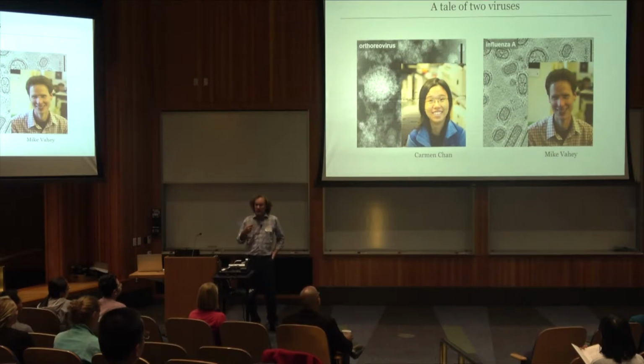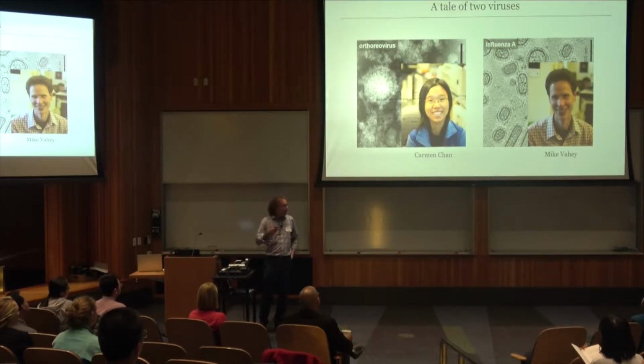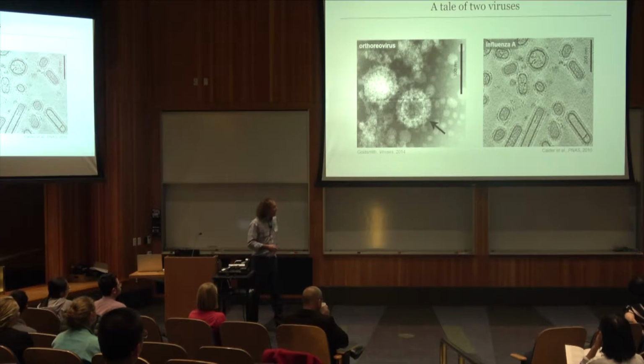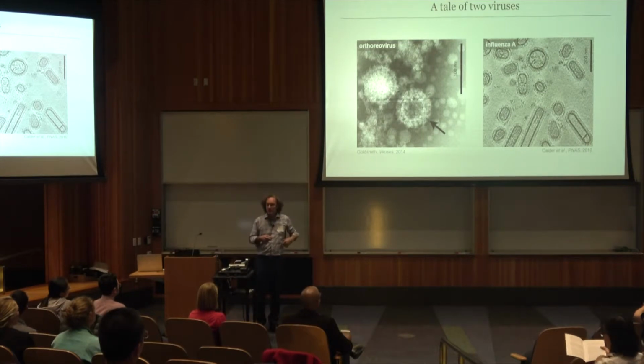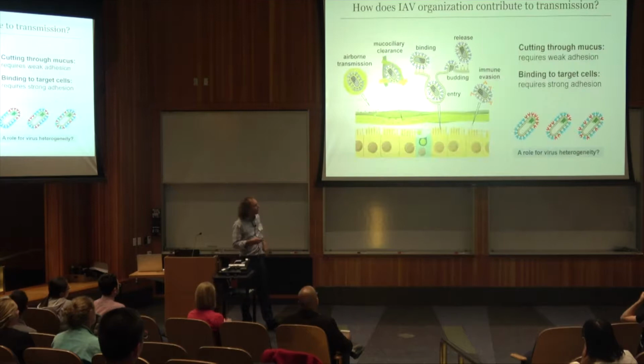And the work I'll describe is really the work of 2 fantastic students. One, Carmen Chan, who's a PhD student in the joint UCSF-UC Berkeley bioengineering program, and Mike Vahey, a fantastic postdoc who has now started his own lab at WashU in St. Louis. Okay, so I'll start actually with influenza, in part because I want to demonstrate how the pleomorphic variability in influenza could have some influence on its ability to penetrate mucus. And then we'll go to the reovirus.